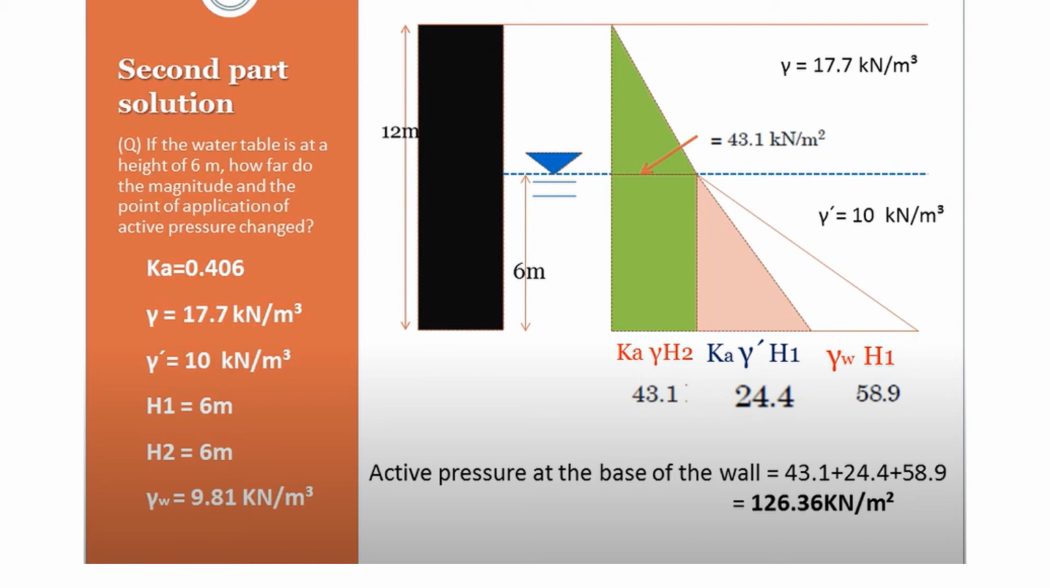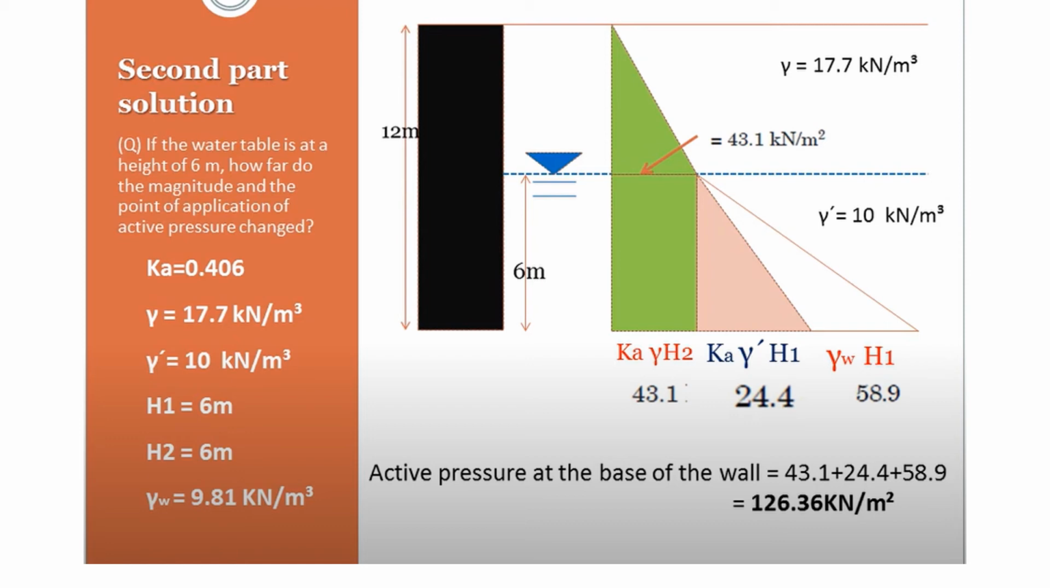And after that, you are drawing this pressure distribution diagram for the submerged soil condition, and the submerged unit weight is not given, and so it is assumed as 10 kilonewton per meter cube. Substituting, in order to find the pressure due to the submerged soil, Ka into gamma dash into H1, where H1 is the height of the submerged soil, which is 6, we get 24.4.